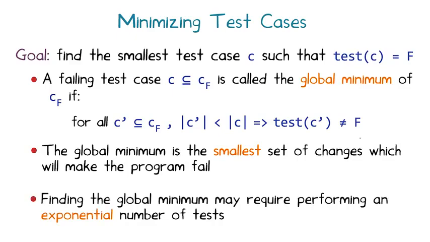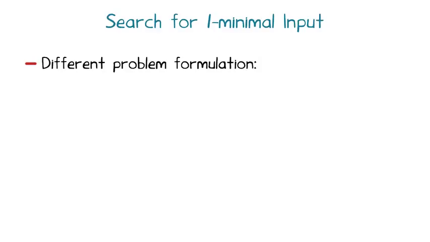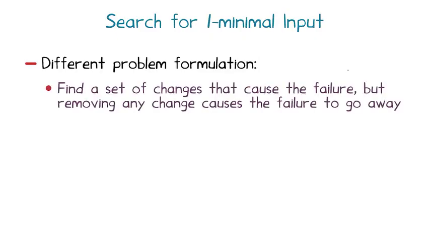But finding the global minimum may require performing an exponential number of tests. If the set CF has size n, we need to perform, in the worst case, 2 to the power n tests to find the global minimum. Instead of searching for the absolute smallest set of changes that causes the failure, we can approximate a smaller set by reformulating our goal. We will find a set of changes that causes the failure, but removing any single change from the set causes the failure to go away. Such a set of changes is called one minimal.